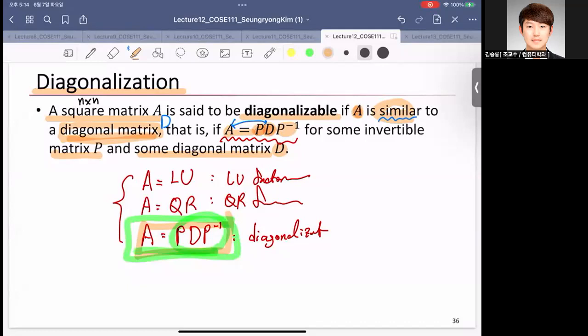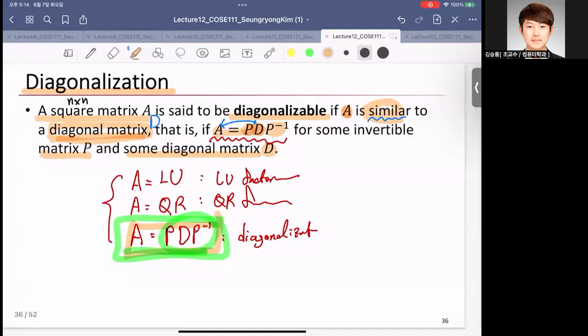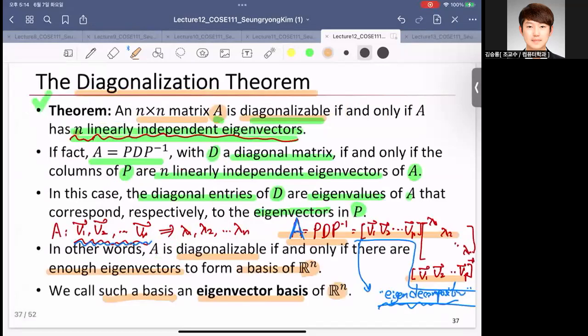Okay, so last week we discussed diagonalization, right? An n by n matrix A is said to be diagonalizable if matrix A is similar to a diagonal matrix, that is A is equal to PDP inverse, for some invertible matrix P and some diagonal matrix D. And an n by n matrix A is diagonalizable if and only if A has n linearly independent eigenvectors. So A is going to be PDP inverse. This kind of factorization is called the diagonalization or the eigenvalue decomposition we discussed so far.